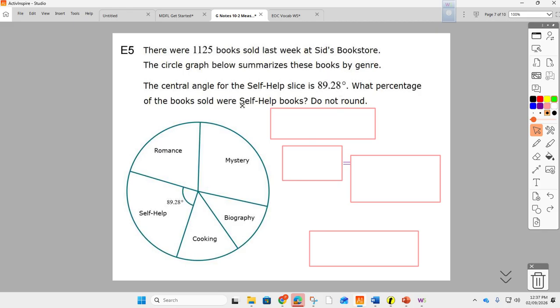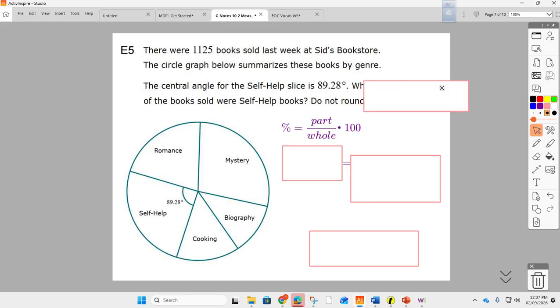We're not finding the number of books, right? Make sure you answer the question they're asking. I realized when second period rolled around, I answered different questions than the questions we're asking, so make sure you're paying attention. What are they asking us? They're asking us for a percentage. Remember how to find a percentage. Percentage is equal to part divided by the whole times 100.